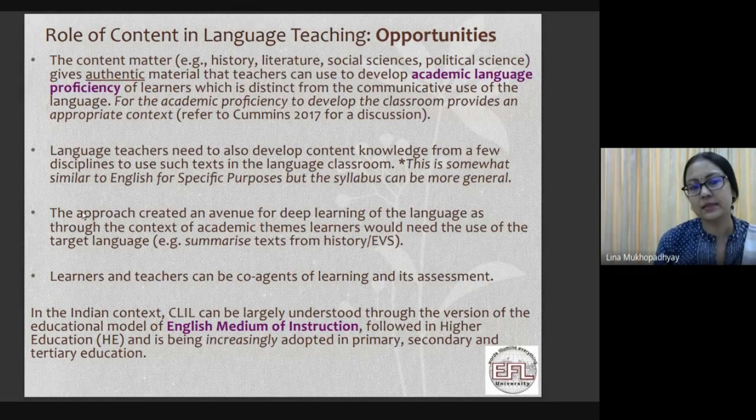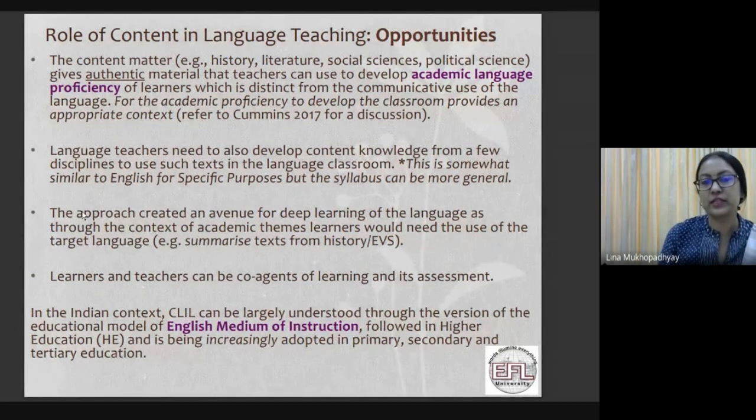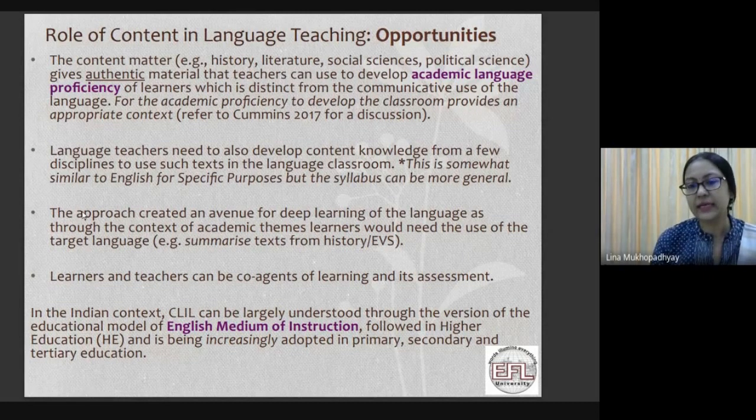And in this, there is a wonderful avenue where learners and teachers can be co-creators or co-agents of learning and its assessment. So in the Indian context, CLIL can be largely understood, as I said, through the version of the educational model of English medium of instruction. Although it is followed all throughout in higher education and is being increasingly adopted in primary, secondary, and tertiary education, the level of success or the level of ethicality of its use in primary, secondary, and tertiary education is quite a questionable issue.